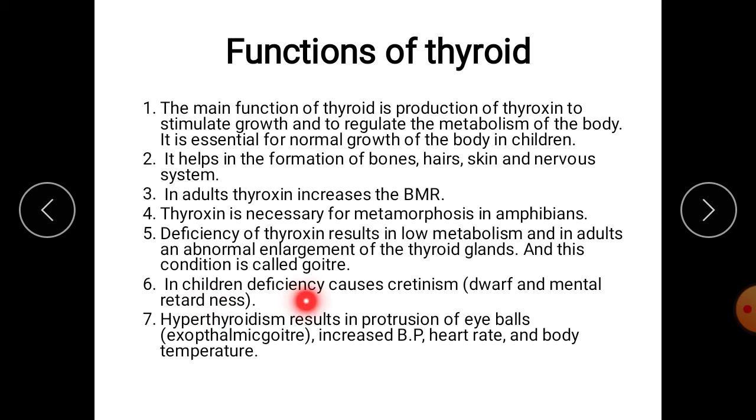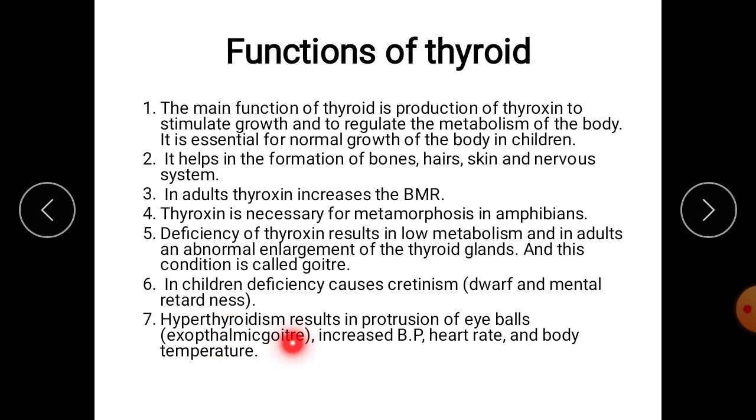In children, deficiency causes cretinism. In children, what happens if the thyroxine is not secreted in proper quantity? That leads to cretinism, dwarfism, and mental retardedness. Mentally, they are retarded, and their growth is also affected. So this is called cretinism.